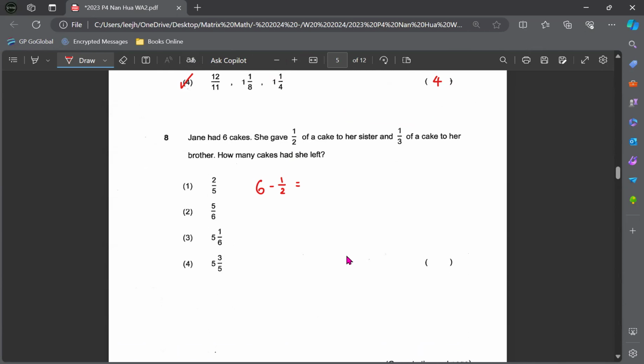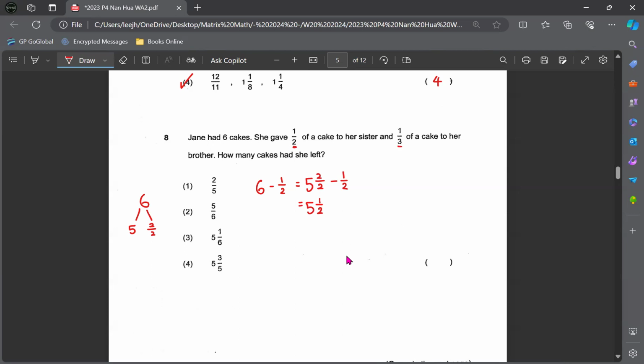So you minus half of it first. So we're going to change this 6 to a mixed fraction, which is 5 wholes 2 over 2. Depending on the denominator, I make it into a whole and a fraction. I take 1 whole out, have 5. The whole that I took out, I'm going to convert into a fraction of 2 over 2. Because we're looking at this denominator first. So it'll be 5 wholes 2 over 2 minus half, 5 and a half, which means that after giving half of a cake to her sister, Jane has 5 and a half cakes left.